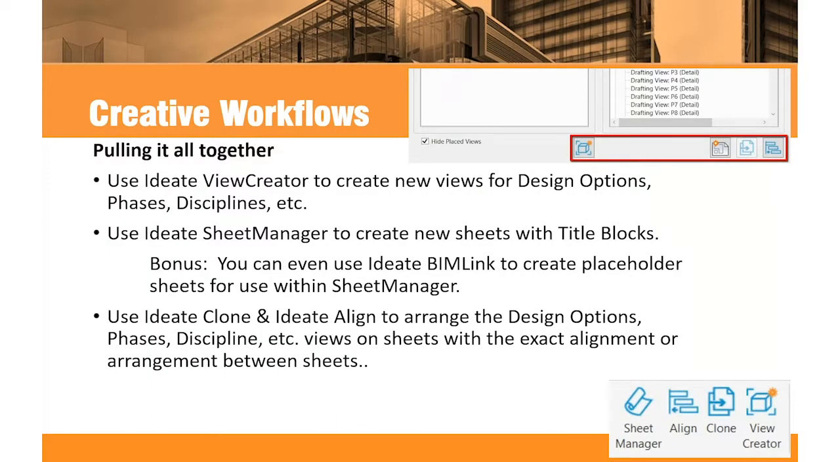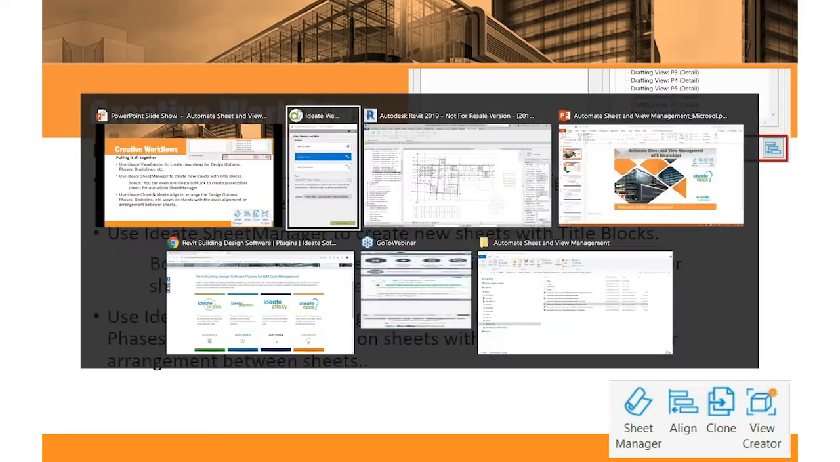Now you can place this all together. So we talked about our view tools, our sheet manager, right? So we can now use the sheet manager to create new sheets with title blocks, and then use Ideate Clone and Ideate Align to arrange those different design options or different phase views. So I'm going to do that real quickly here.